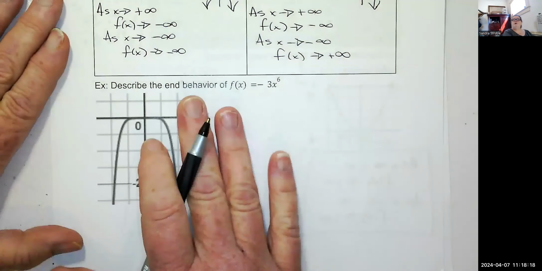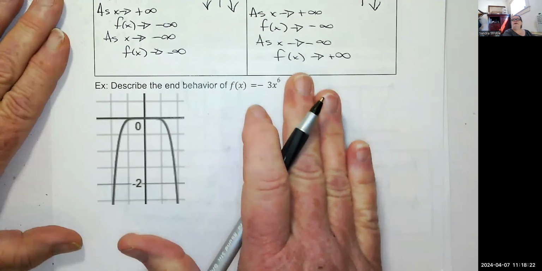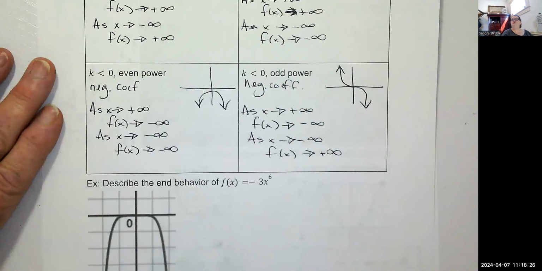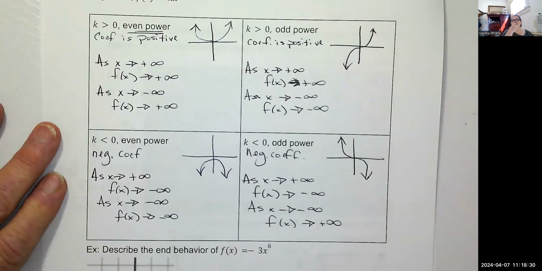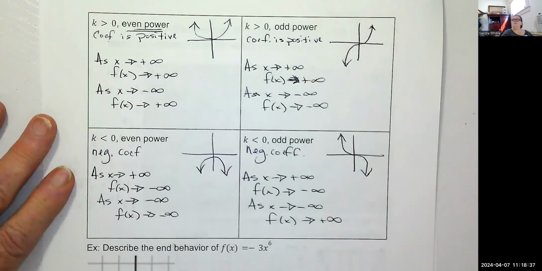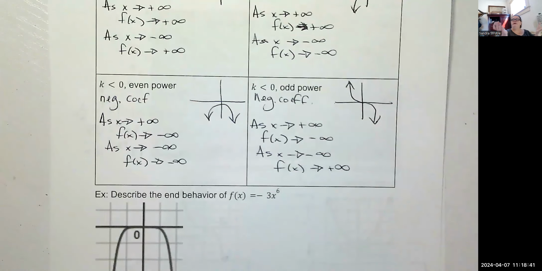What if we want to describe the end behavior of f of x is equal to negative 3x to the 6th? I want you to pause the video and attempt to do this one yourself. Which one of these does it fall into? And then write what the end behavior would be. Okay, you just have to decide which one of these it is and then write it. Negative 3x to the 6th. All right, pause and then come back.